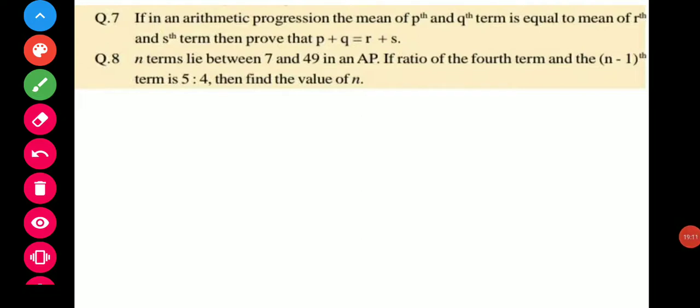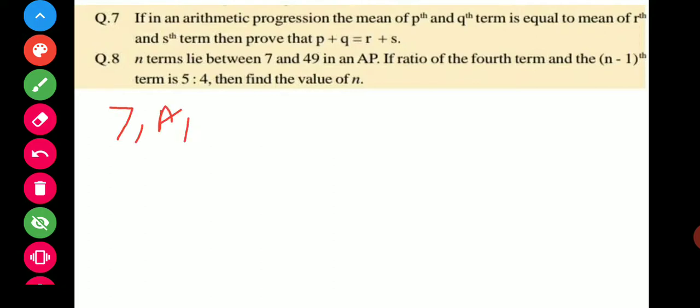Come to question number 8. It is given that n terms lie between 7 and 49 in an AP. The ratio of the 4th term and the (n minus 1)th term is 5 to 4. Then find the value of n. In this question, the given numbers are 7 and 49. So you can write here 7 and insert n terms.